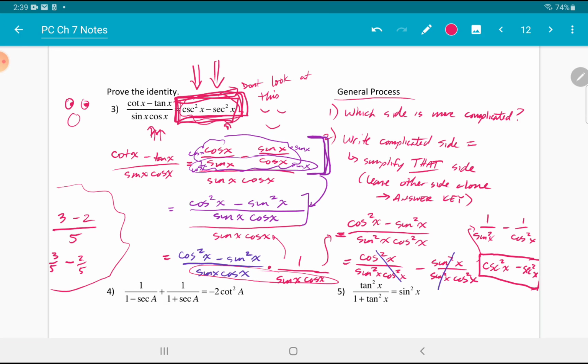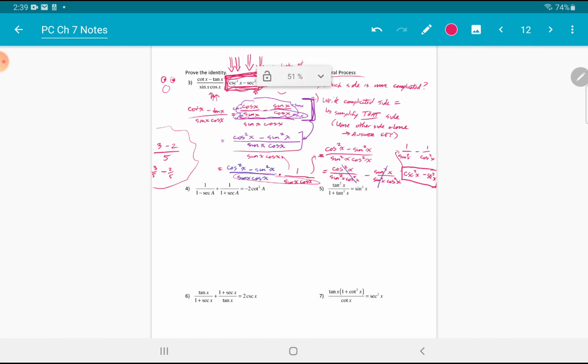So that's basically all there is to proving identities. You're just taking one side, and then by the end of simplifying it, you should end up getting to the other side. And that's really what you're doing in these proofs. So when you're doing the proofs, just keep in mind what side looks more complicated. Just work with that side, and by the end, you should just get the other side.